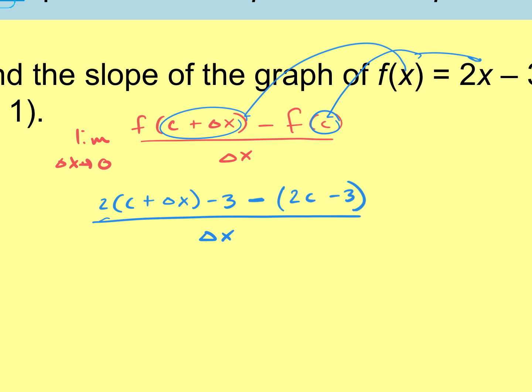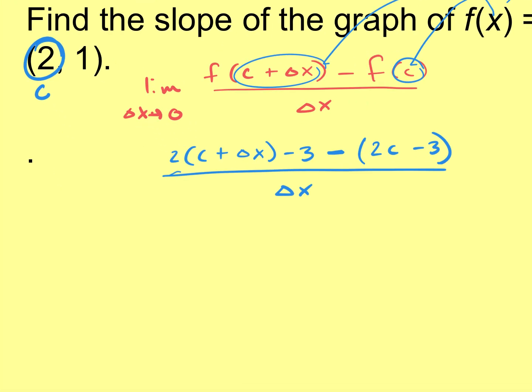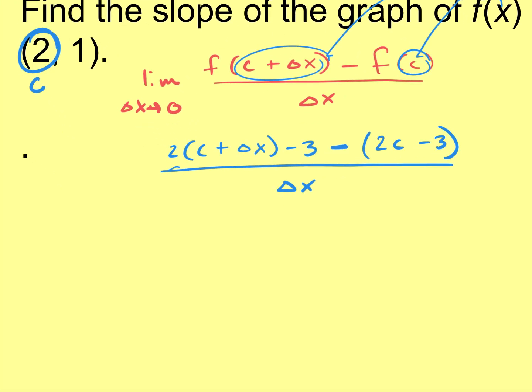So let's simplify. You can simplify here using c's, or we can plug in our value for c. So remember, x equals c. So what would our c value be? What's our x here? 2. 2 would be our c. So you can plug that into the c's to help you solve, or we can simplify using c's and then plug it in at the end if we need to. So I'm going to simplify using the c's here first.